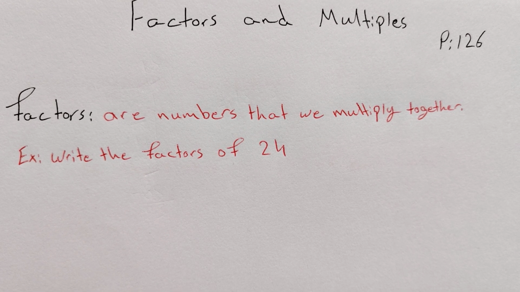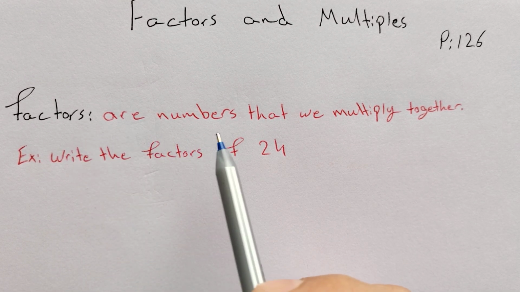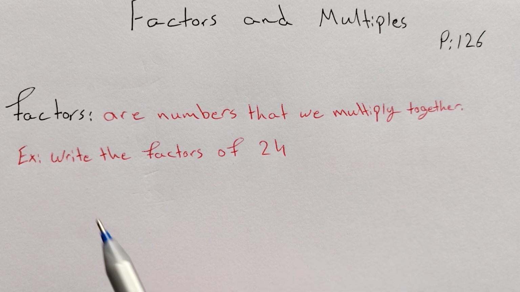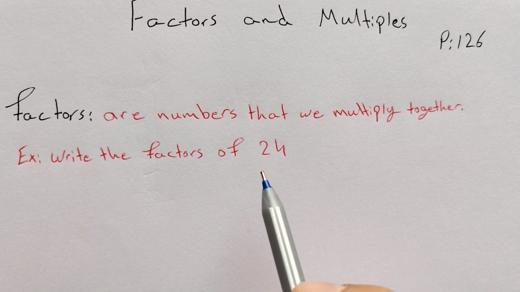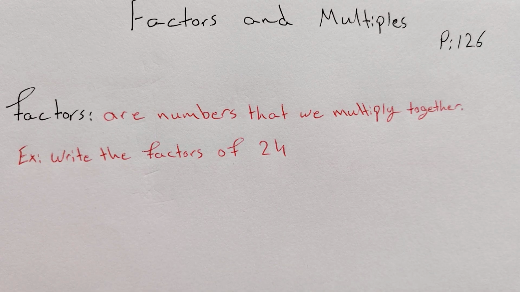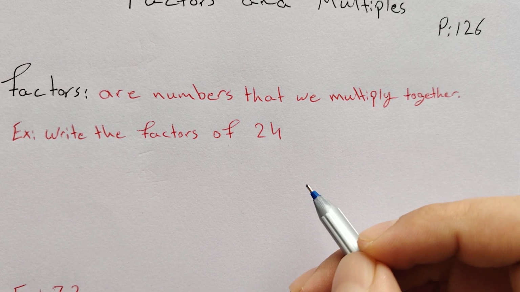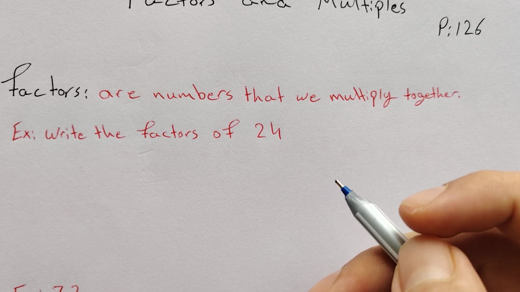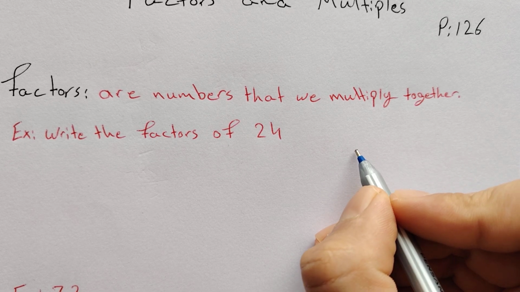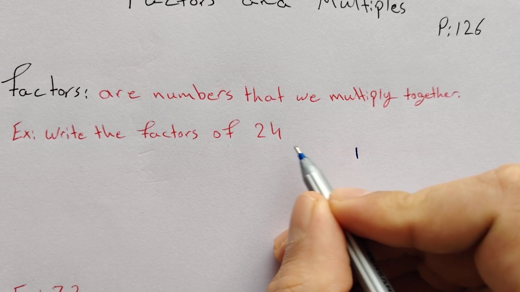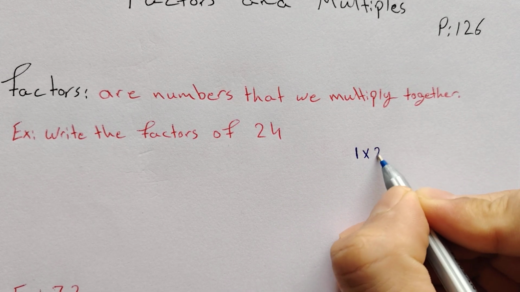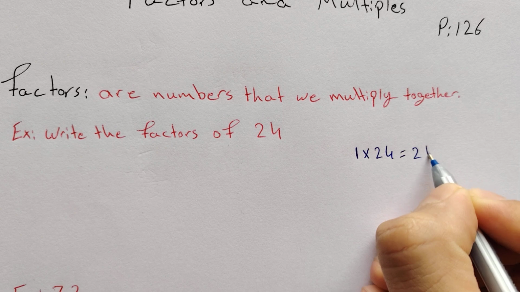Now, the definition is factors are numbers that we multiply together. For example, write the factors of 24. What does that mean? First, we have to write every multiplication of 24, every number that we can multiply which is equal to 24. So I'm gonna do it here, but we always should do it by order. So I'm gonna start with 1 because we always have 1 times the number itself. So 1 times 24, which is equal to 24.